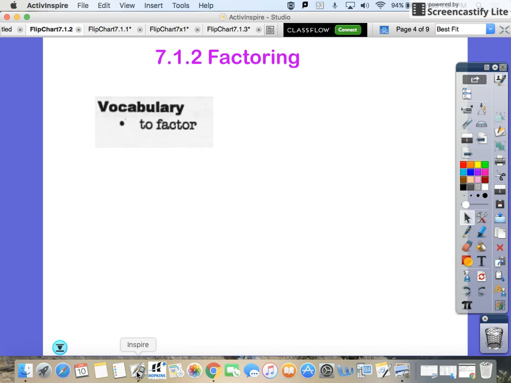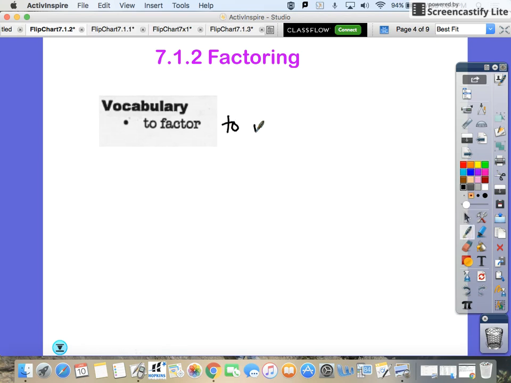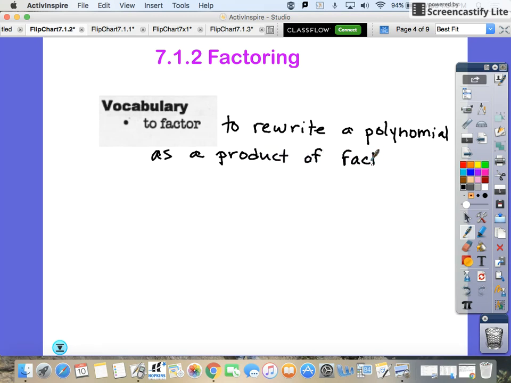This is lesson 7.1.2 in Algebra 2. This is a lesson about factoring polynomials. So what it means to factor is to rewrite a polynomial as a product of factors.